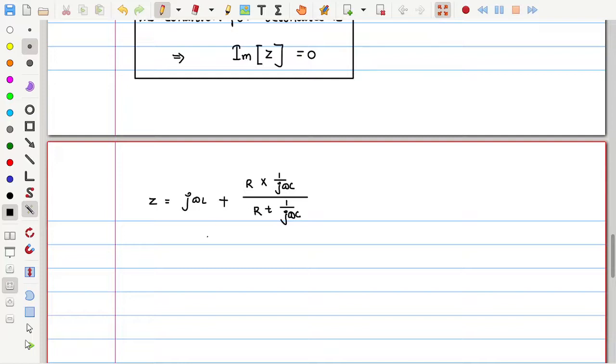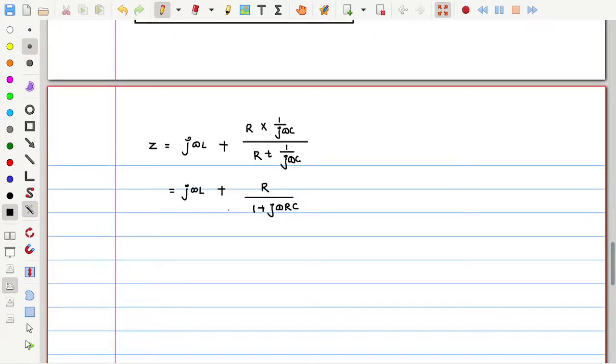If you simplify these things by substituting, or just let me take one more step, that j omega L plus... so here in the numerator I will get the R, and in the denominator if this j omega C is multiplied with this, I will get 1 plus j omega into RC. You substitute all these omega and L.